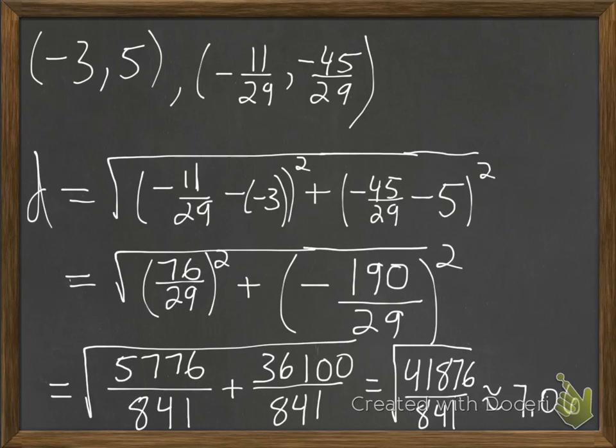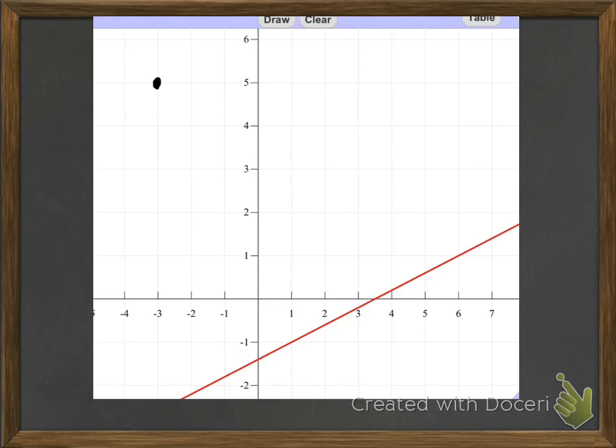Now, as one final illustration that our answer is in fact correct, I've drawn the graph of that original equation, 2x minus 5 equals 7. And I've also plotted the point negative 3, 5. And so we want to measure that perpendicular distance. So we start at our point, and we start measuring down. And again, you want to continue trying to make that line perpendicular as best we can. Looks pretty close.